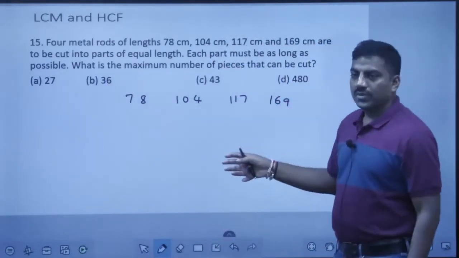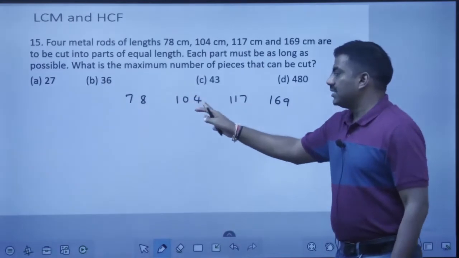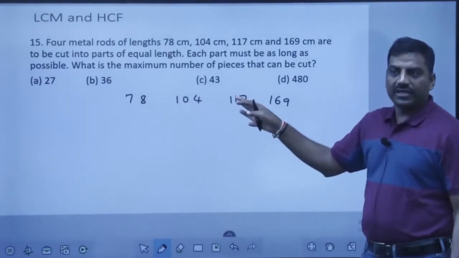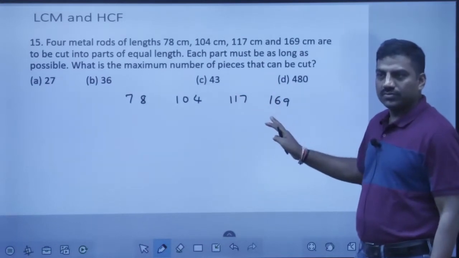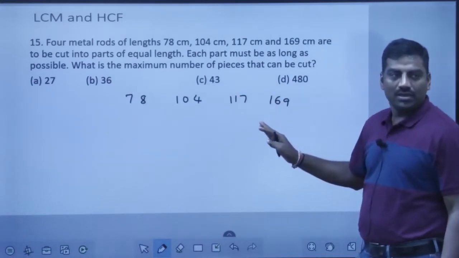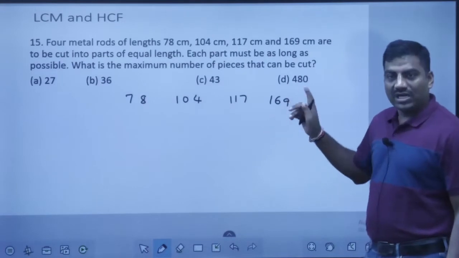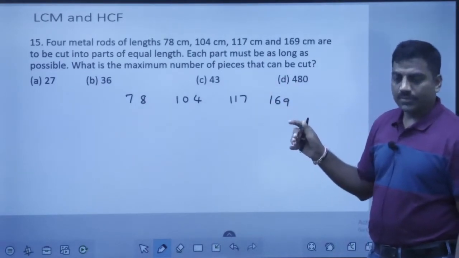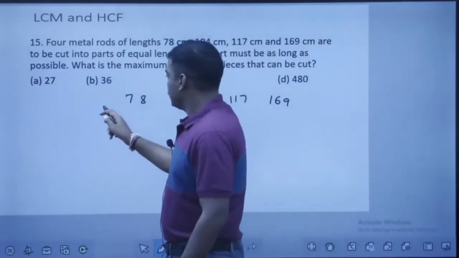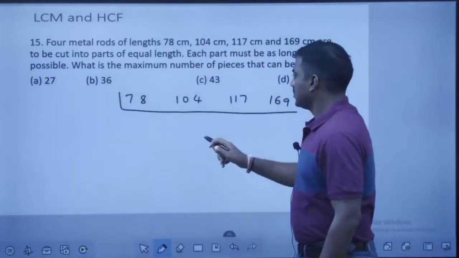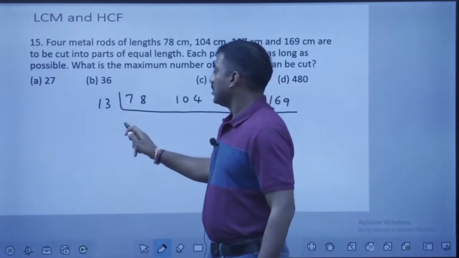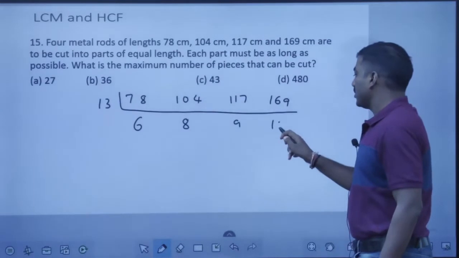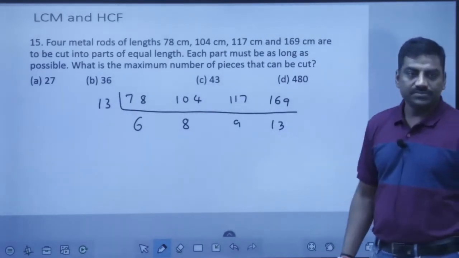3. You can divide this and this, not this. 5. You cannot divide anything. 7. No. 11. No. Even if one number is not divided, leave that number. Then 13. For that you have to learn the tables: 13 6s are, 13 8s are, 13 9s are, 13 13s are.